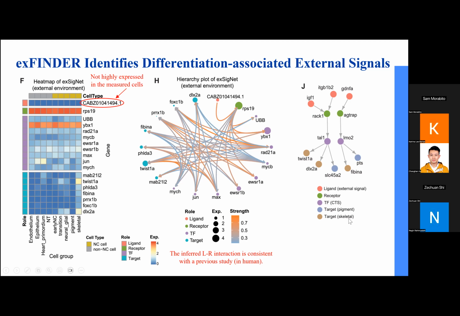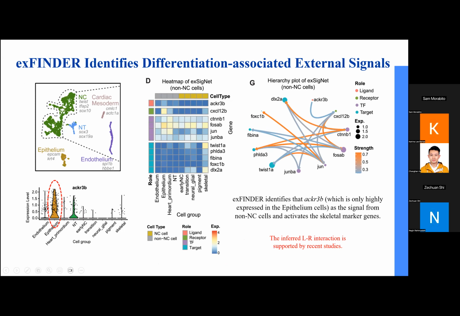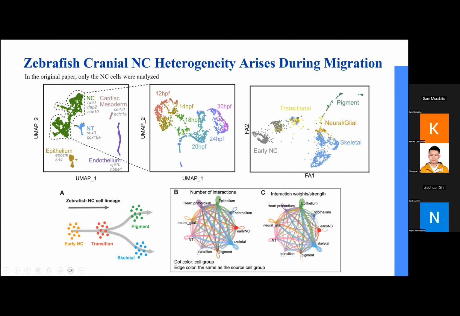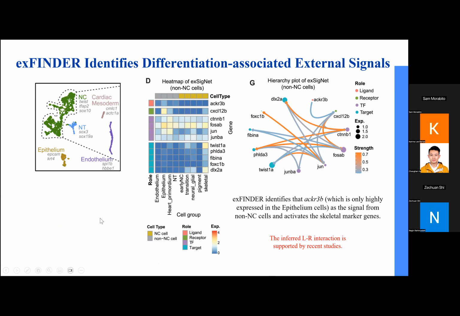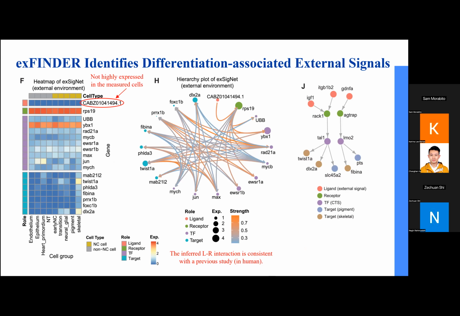and these three marker genes for the skeletal cells. And if you come back here, the pigment cells and the skeletal cells are the differentiated cell groups, coming from the early neural cortex cell and the transition cell. So Expounder can show you the corresponding signaling network related to these important TFs, and then support the finding. So I think that's the first application for Expounder.